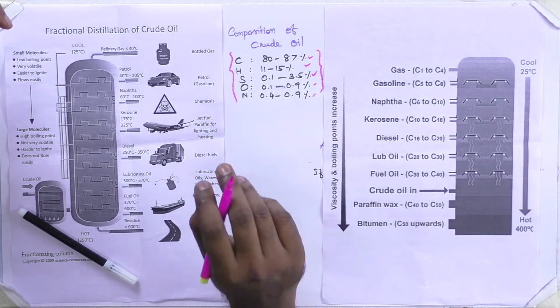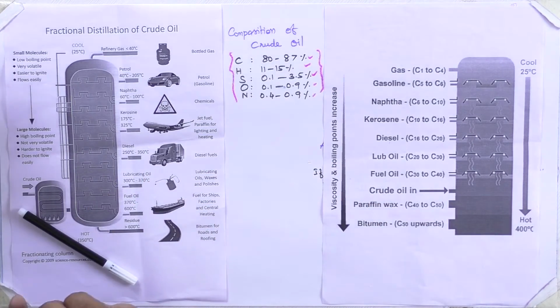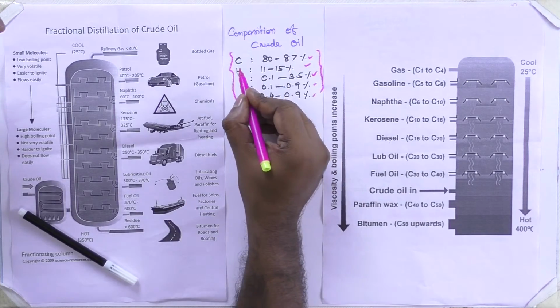Depending upon this composition, crude oil is obtained from natural resources, and the percentage of carbon varies in the fractional distillation process. Wherever we get that number of carbons in the chain, we may get different products during the fractional distillation process. Now we have to know what fractional distillation is.